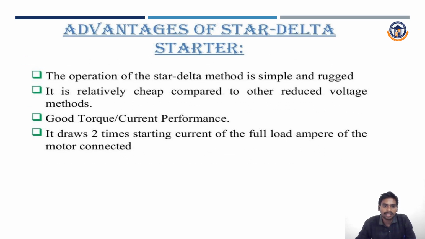Advantages of the star delta starter: the operation of the star delta method is simple and rugged. It is relatively cheap compared to other reduced voltage methods. Good current performance. It draws 2 times the full load ampere of the motor as starting current when connected.